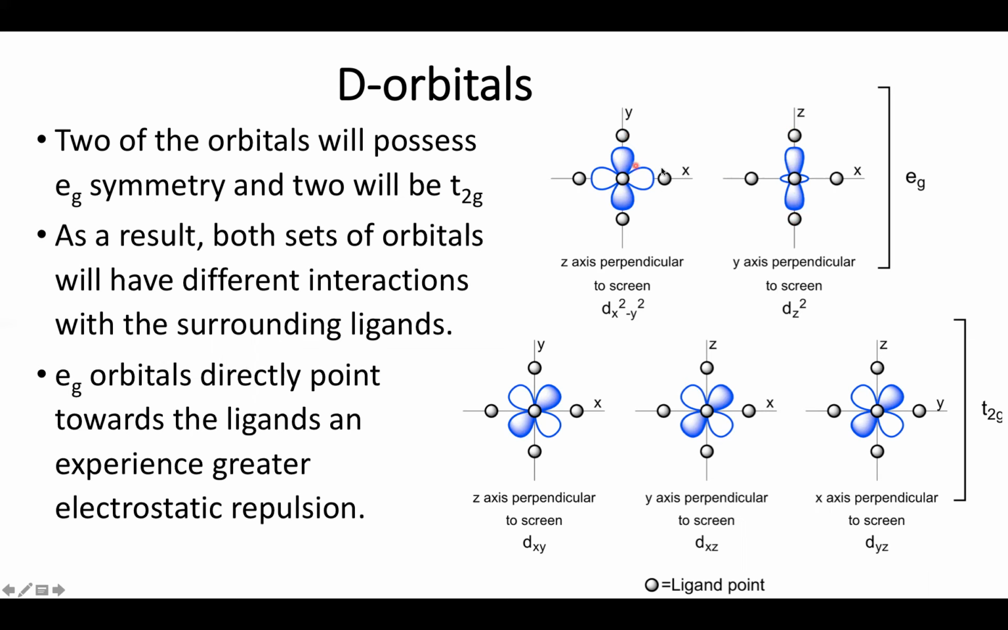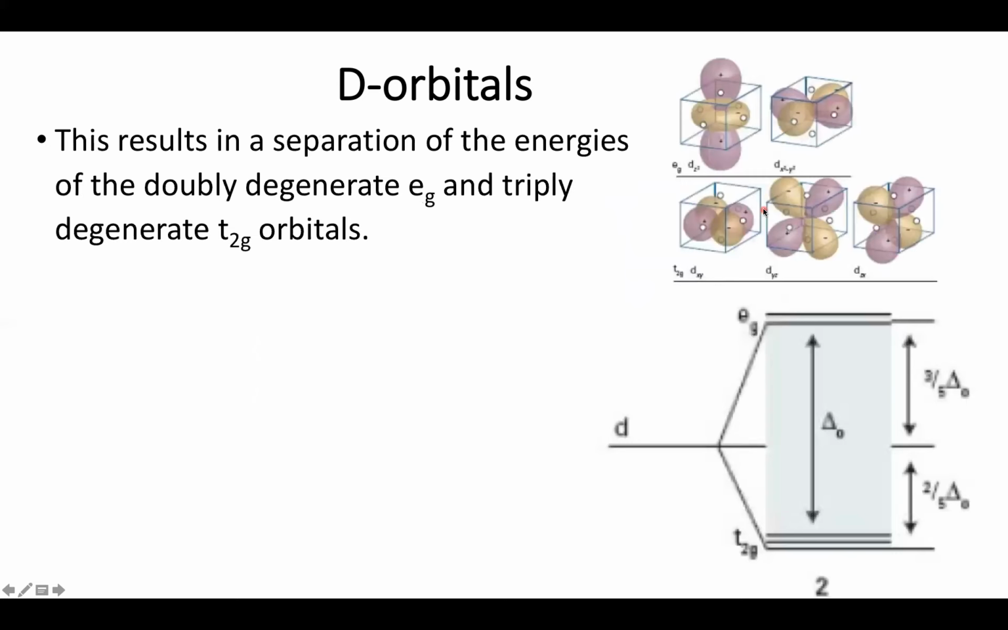And because they point straight at these ligands, they're going to experience much greater electrostatic repulsion. Because in general, ligands tend to be electron rich, and I'm going to end up generating a lot of electron-electron interaction, which can increase the electrostatic repulsion, decreasing the stability of these orbitals. So in general, what we tend to find is that my EG orbitals will be unstable and relatively high in energy, and my T2G orbitals are going to be relatively lower in energy as they'll be stabilized.